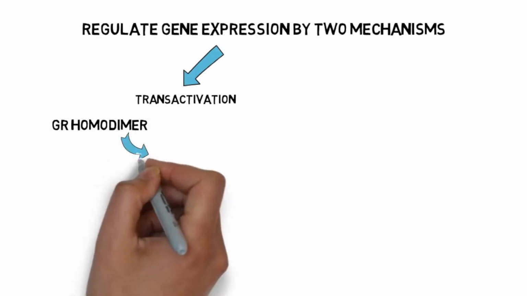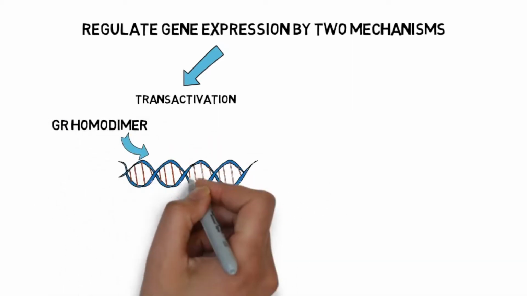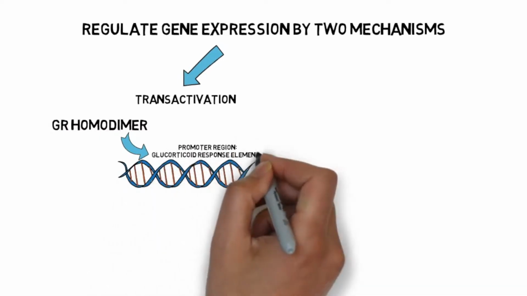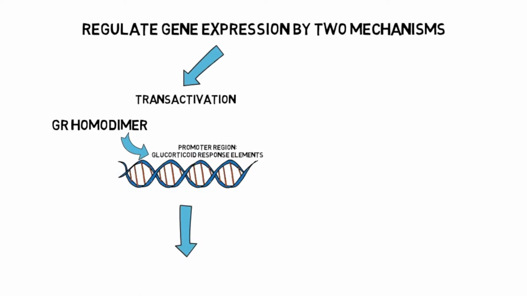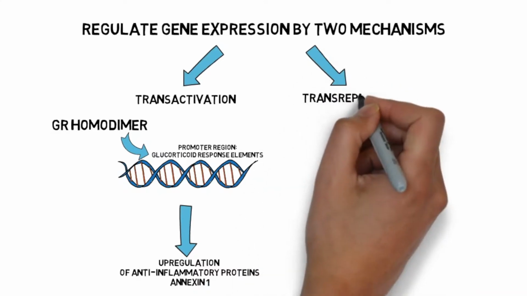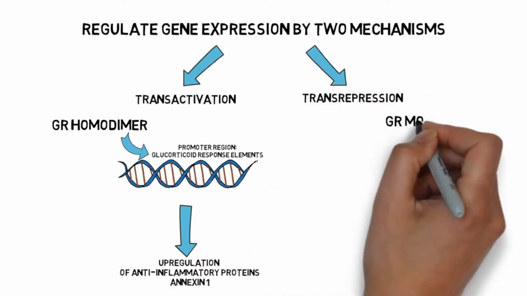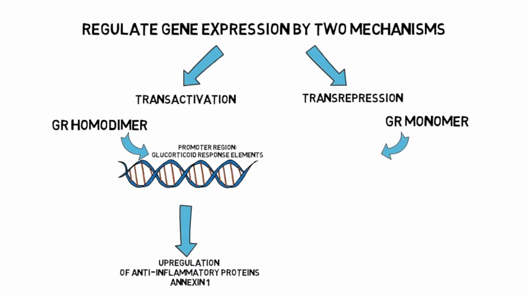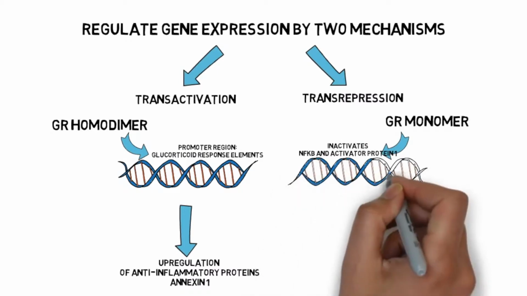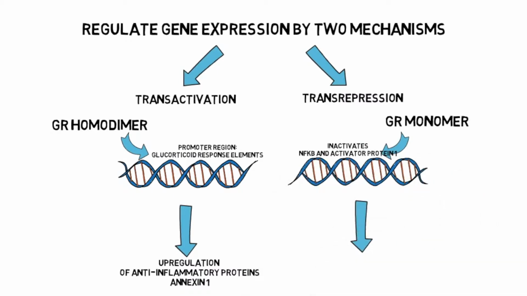They can modulate their effects through two mechanisms. First, by transactivation, that is the binding of the activated glucocorticoid receptor homodimer to glucocorticoid response elements in promoter regions of genes to stimulate the upregulation of anti-inflammatory proteins such as annexin-1. Or transrepression, where glucocorticoids bind to the activated glucocorticoid receptor monomers, which inactivates the key pro-inflammatory transcription factors such as NF-kappa B and AP1. This interaction results in the downregulation of pro-inflammatory proteins such as TNF-alpha and IL-1.